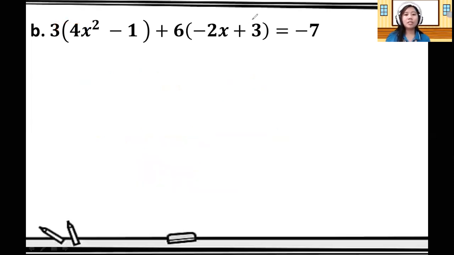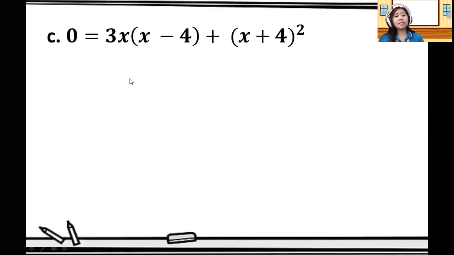Now let's proceed to the next example and the last example that we have right now. So the last example is 0 is equal to 3x times the quantity of x minus 4 plus the square of x plus 4. So let's use the distributive property again and the FOIL method that we discussed last school year. So 3x times x minus 4. 3x times x is 3x squared. So 3x times negative 4 is negative 12x.